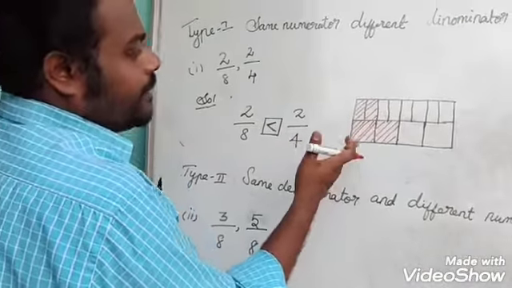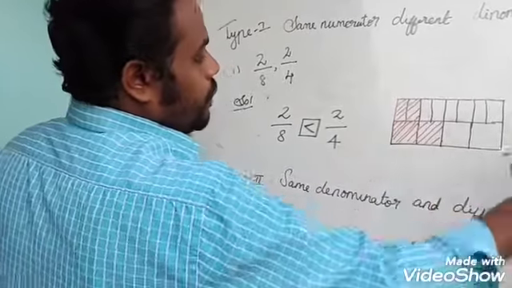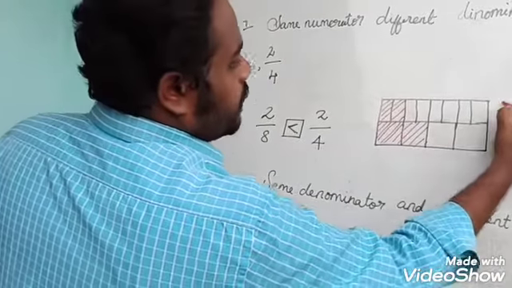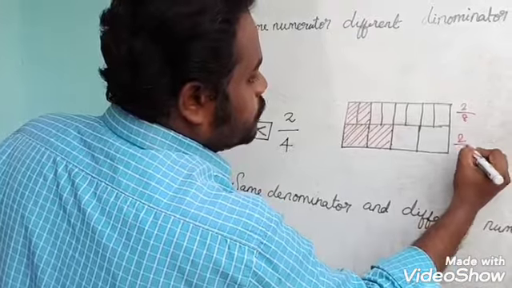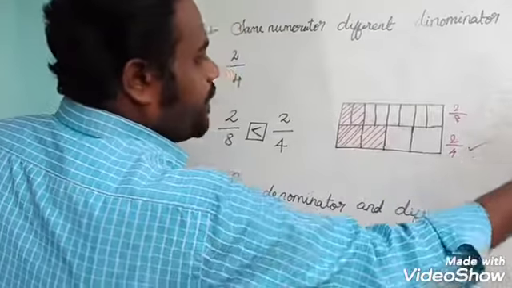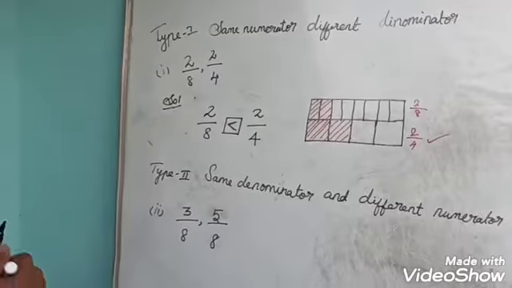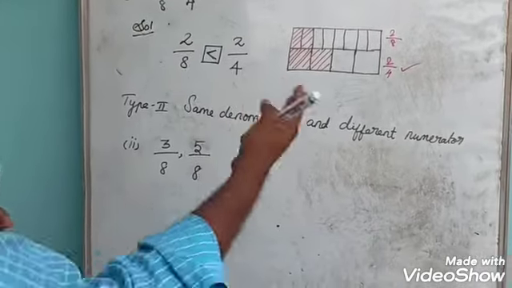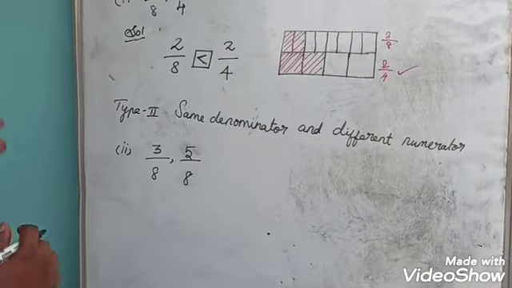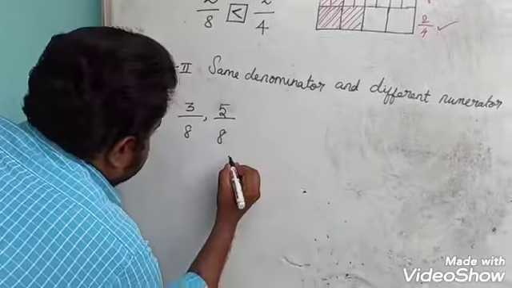Now you see which one I shade more. The second one, that is 2 by 4. This is 2 by 8 and this one is 2 by 4. So now the answer is 2 by 4. Next question: same denominator with a different numerator. This one is also very easy to find out.